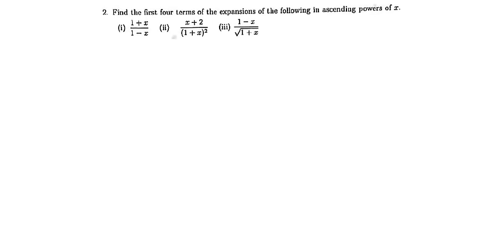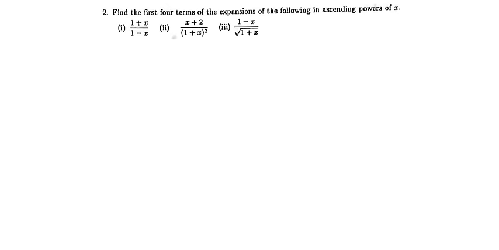Alright, so look at this interesting question. We've got 3 of them that we just have to handle from here. So I have to find the first 4 terms of expansions of the given. How do you go about it? So basically this involves you applying the concepts of binomial expansions, okay?